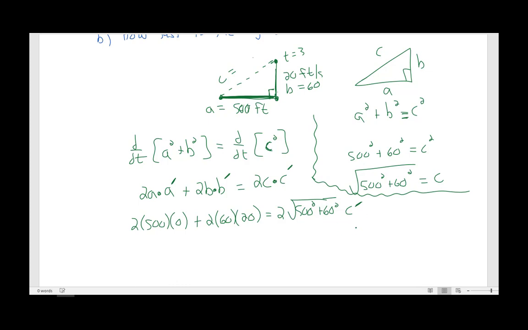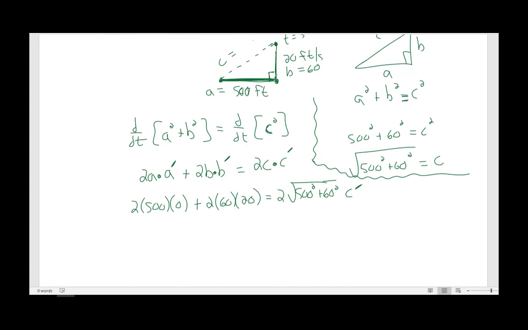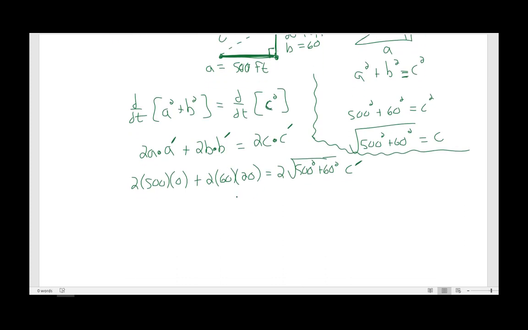So we're looking for C prime, right? So to find C prime, we're just going to take this coefficient, if you will, and divide it over. So we have whatever 2 times 60 times 20 is. I'll figure that out in a second. 2 times 60 times 20. And we'll divide by 2 times the square root of 500 squared plus 60 squared. So that's my C prime.